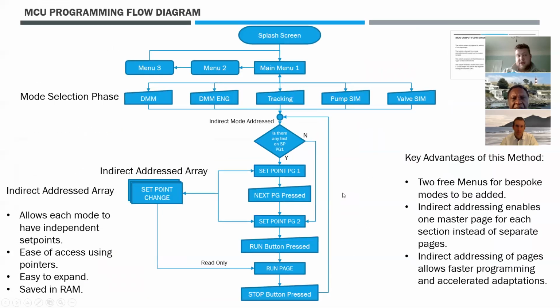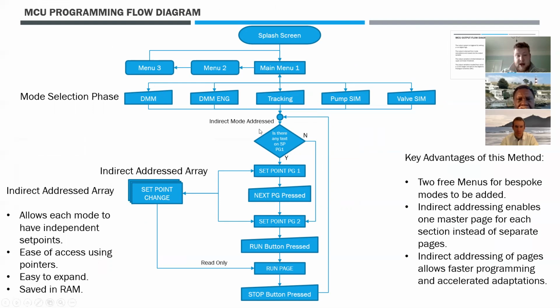So that's the input. Then this is the actual program flow for the system. The splash screen is the main screen, which I'll show you in a second. When you click main menu on the main screen, we go to the main menu page. From the main menu page, you select the mode that you would like to use, and then you go down into the set point pages.